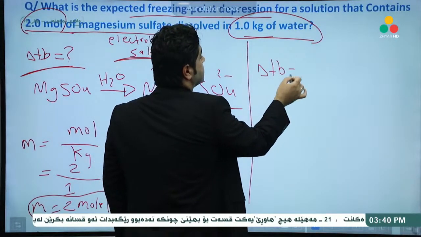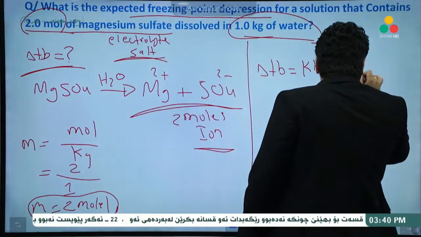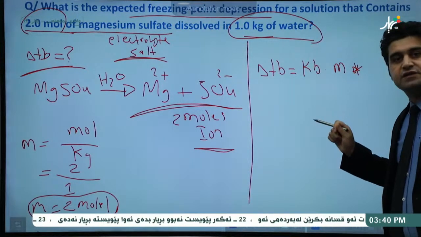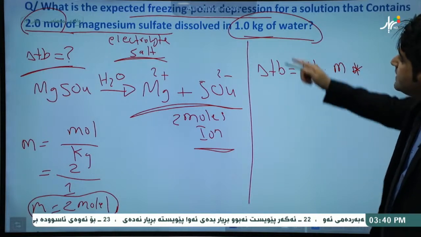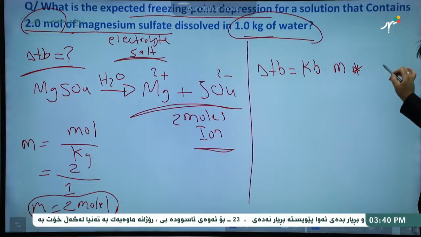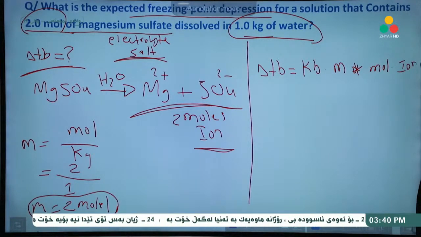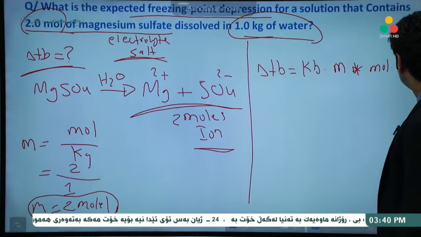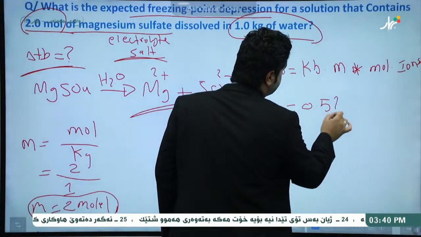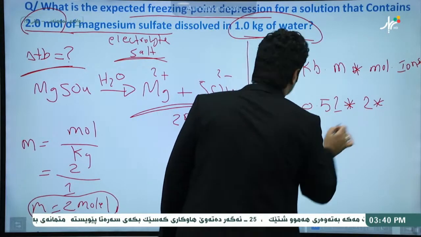Now we have molality, so let's find out the value of delta TB. Delta TB is equal to Kb times 2 molality. Times 2 is a new thing. We don't have that in the case of a non-electrolyte solute. But in here, because the solute is an electrolyte, we should multiply by the mole of ions. Okay. Delta TB is equal to Kb, 0.51, times 2 molality, times 2.